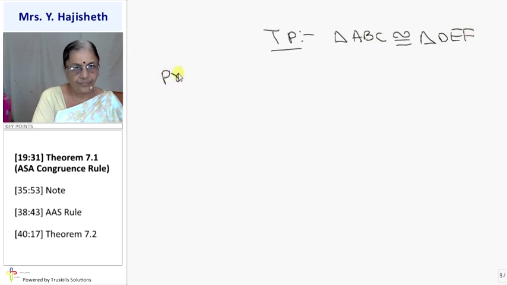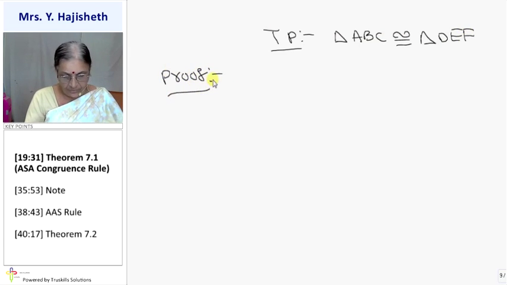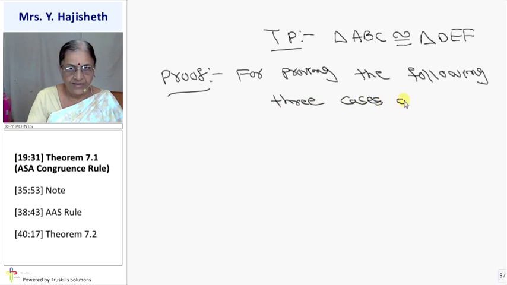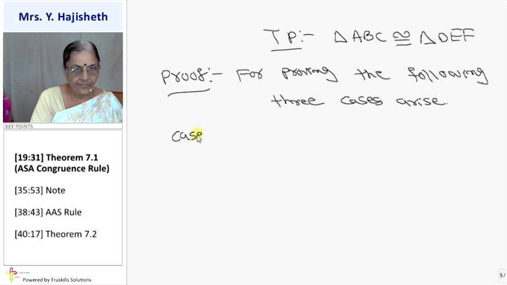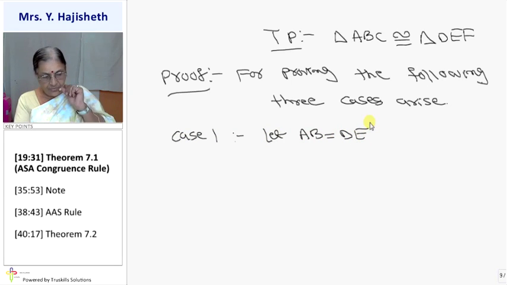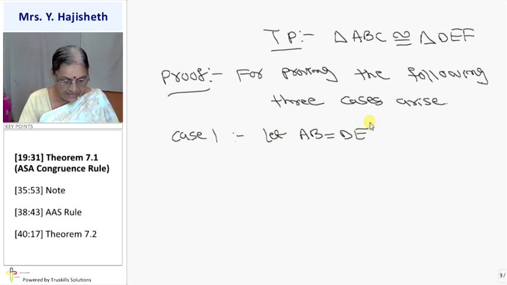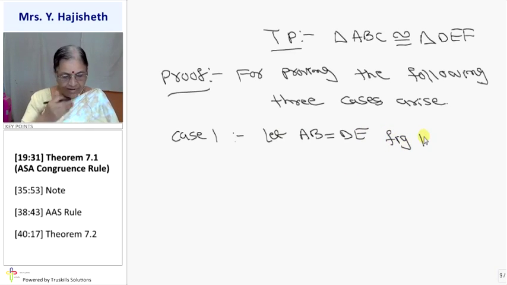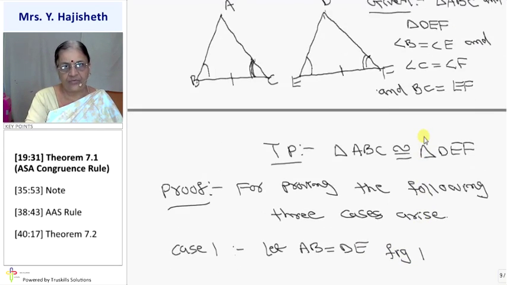For proof, for proving the following three cases arise. We are proving this statement by taking three cases. What are the three cases? Case number one, let AB is equal to DE. Case number two, AB greater than DE. Case number three, AB less than DE. Okay, for case number one, you see figure one jo maine banai hai. Okay, figure one jo upar maine banai hai na, isko bhi call it as figure one.